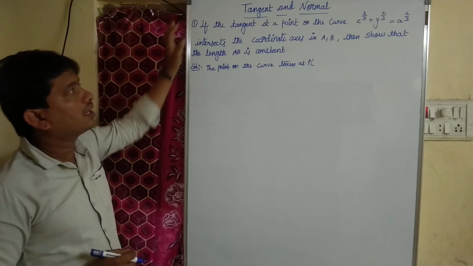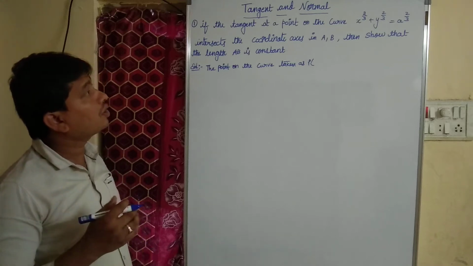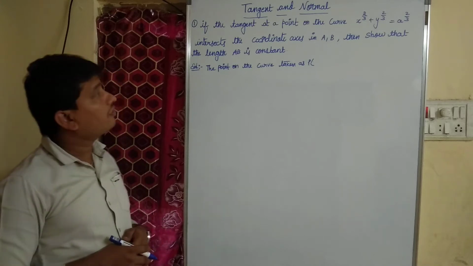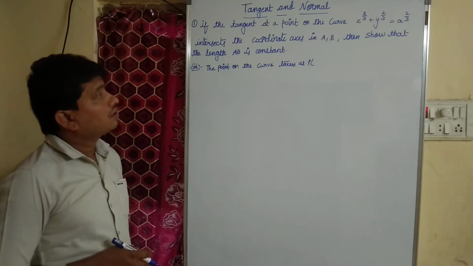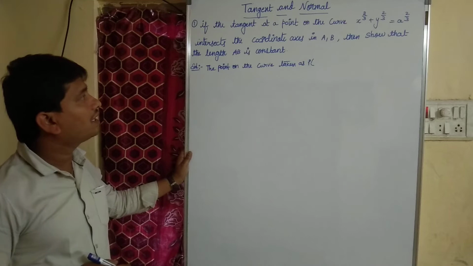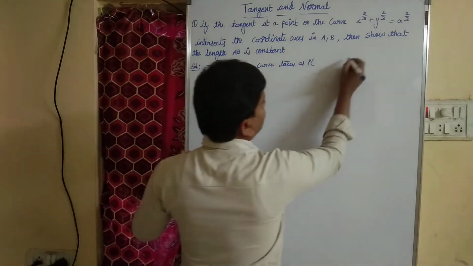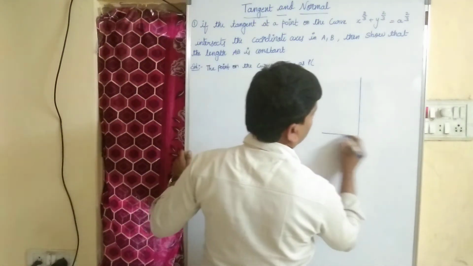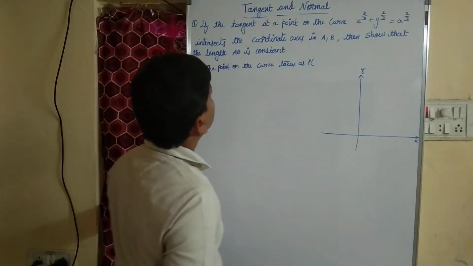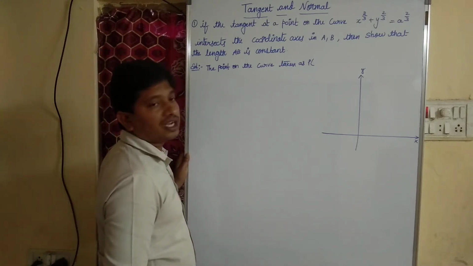If the tangent at a point on the curve x power 2 by 3 plus y power 2 by 3 equal to a power 2 by 3 intersects the coordinate axis in A comma B, then show that the length of AB is constant. So which is intersecting the coordinate axis? This is our x axis and this is our y axis. The tangent at a point on the curve intersects the coordinate axis in A comma B.